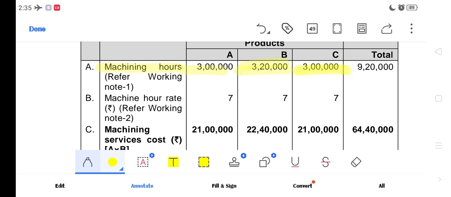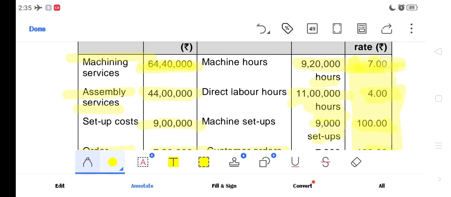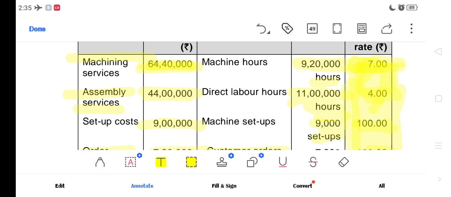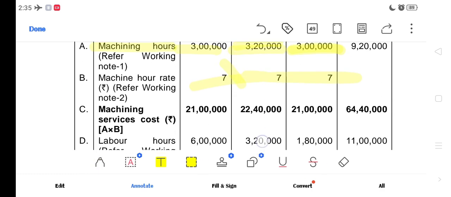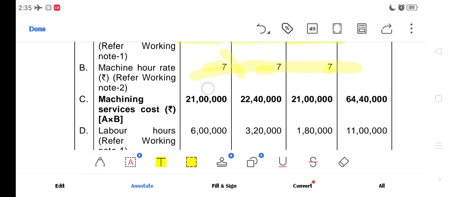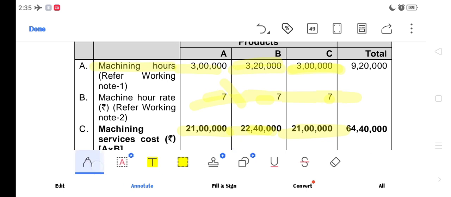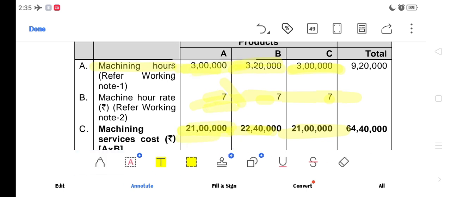So how much is the rate for machine hour? 7 rupees we got. Where is this 7 rupees? Here in this table we got this. I told you this is really important. So per machine hour how much we got? 7 rupees. So you put 7 rupees, so machining services cost you get 21 lakh, 22 lakh 40 and 21 lakh. How? 3 lakh into 7 you get this.